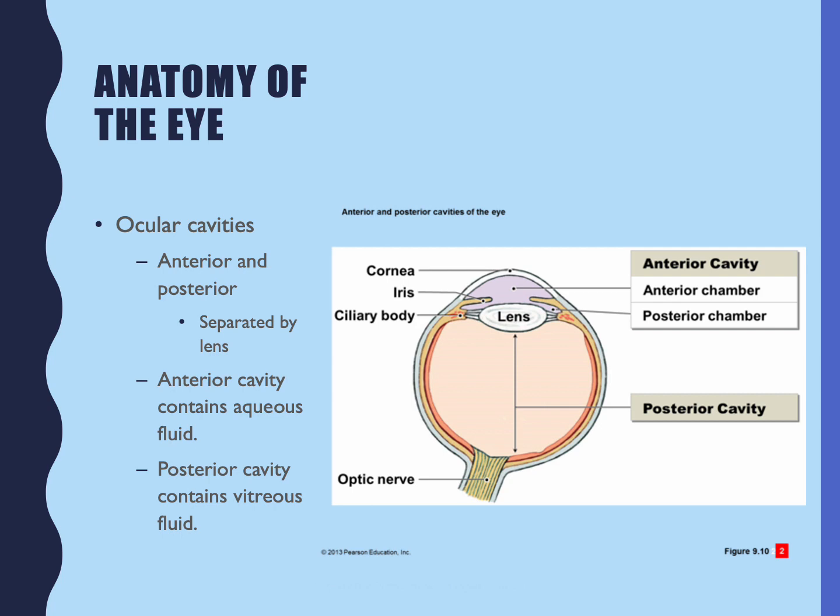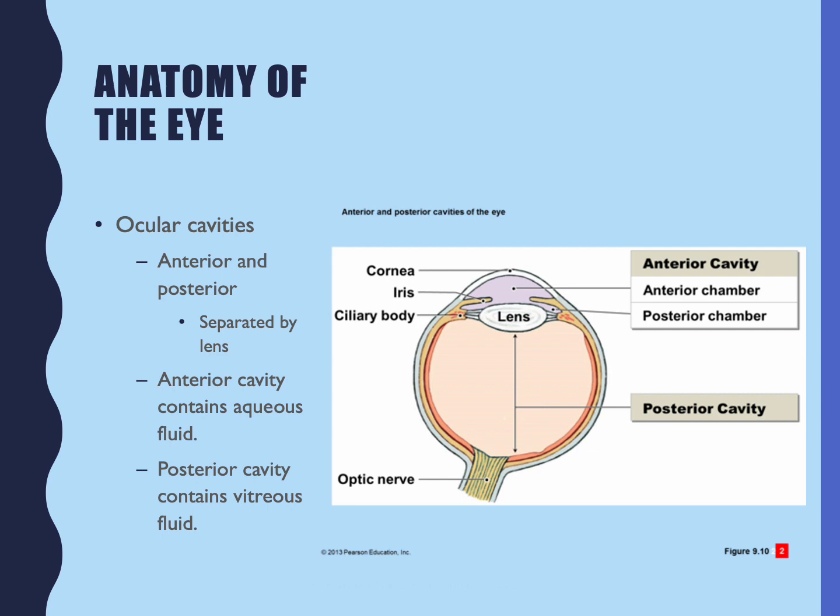Now, this can become a problem if there is a blockage in the meshwork. If there's a blockage, that aqueous humor is not going to be able to exit properly, and so now we're going to have an increase in intraocular pressure, or IOP, in the anterior compartment of the eye, and that is going to lead to something called glaucoma.